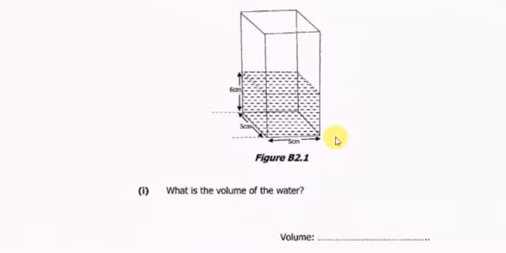Question B reads, figure B2.1 shows a cuboid container that has a 5 cm square base and contains water to a height of 6 centimeters. So as you can see from the diagram, the square base is 5 centimeters and the height is 6 centimeters. Roman numeral 1, what is the volume of the water?